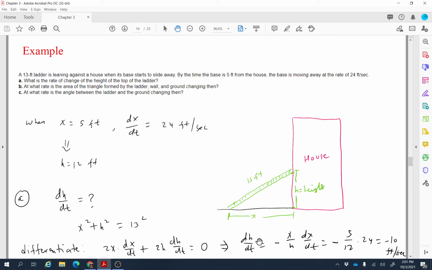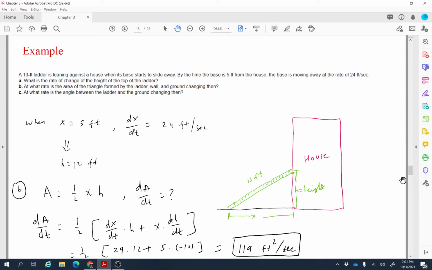Now for finding the rate of change of height, when x is 5 feet, height is 12 feet, and dx over dt is 24 feet per second, we can apply these values here. After doing the calculation, we see that it's negative 10 feet per second. So the rate of change of the height of the top of the ladder, this distance, is going down, it's decreasing, that's why the value is negative. Okay, so negative 10 feet per second.